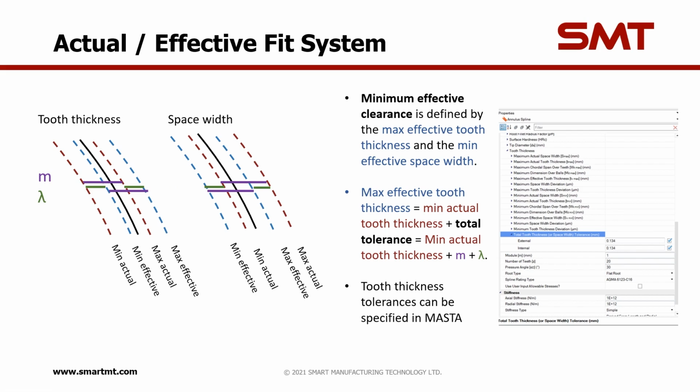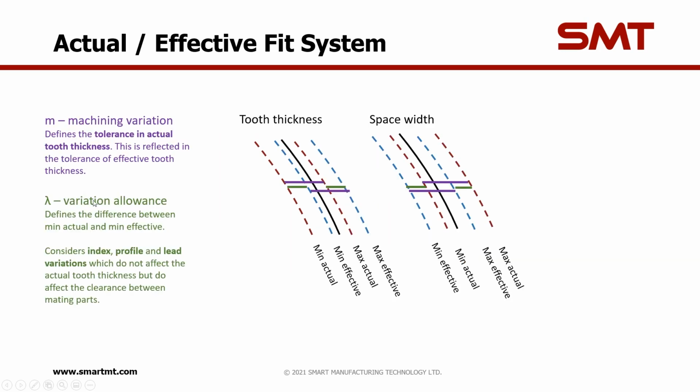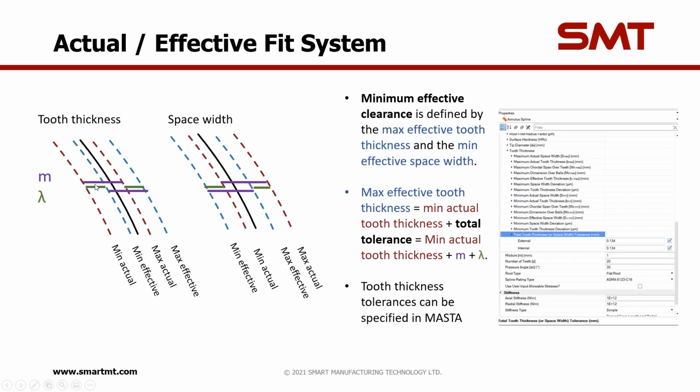The maximum effective tooth thickness. So this is just looking at how the tolerances all add up. The maximum effective tooth thickness equals the minimum actual tooth thickness plus the total tolerance. So the total tolerance is a combination of these two other parameters that we've been looking at, the machining variation and the variation allowance. So therefore the minimum actual thickness plus m plus lambda gives us our maximum effective tooth thickness.